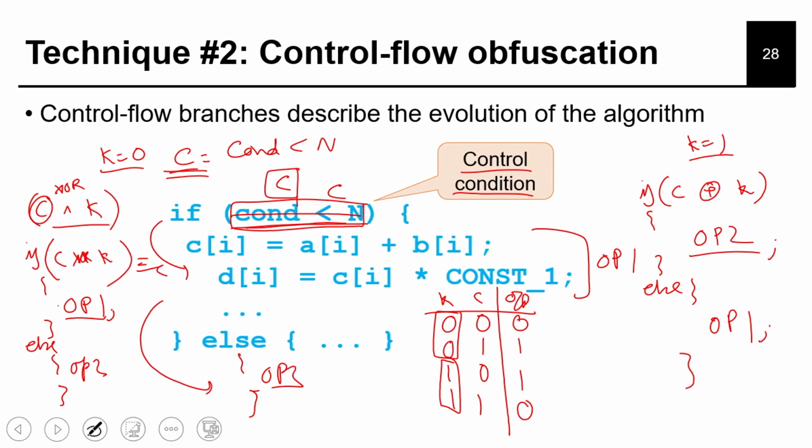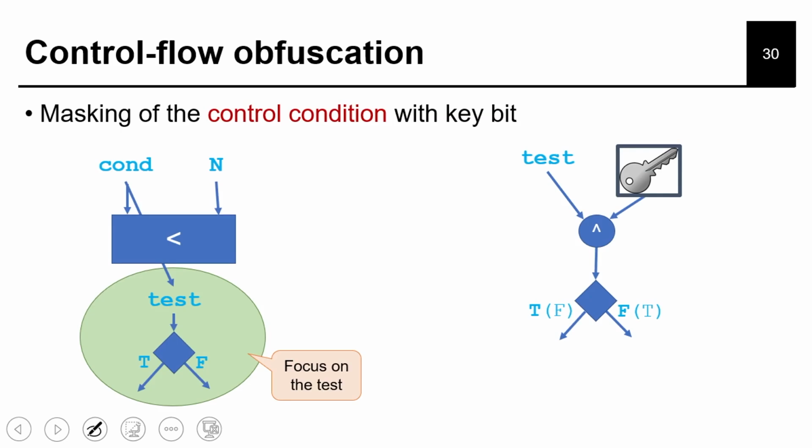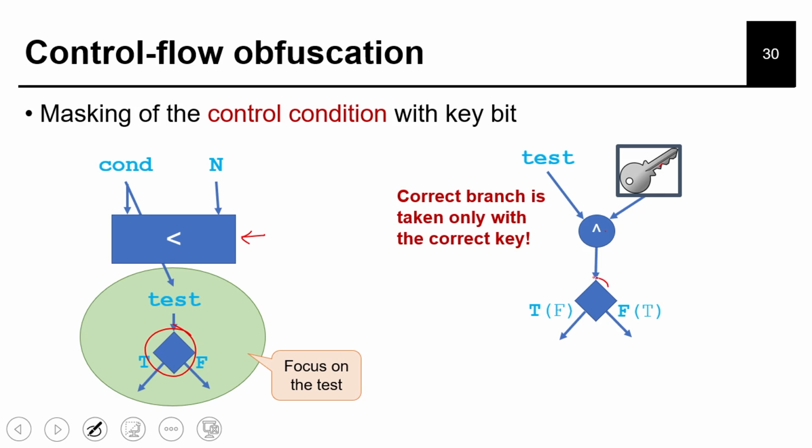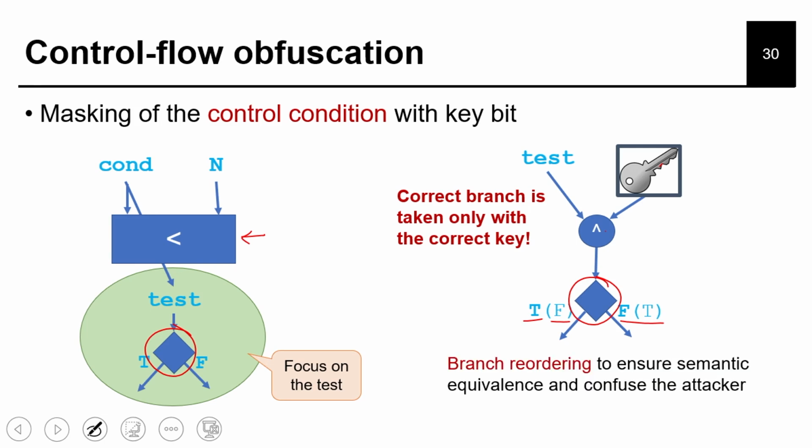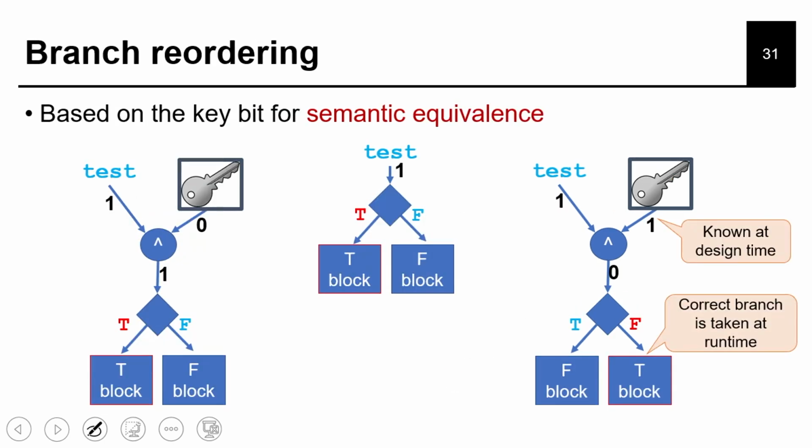Understood? So this is basically the same thing: you have this test C. I will not touch the branches, I will touch the test, whether C is true or false. I will add an XOR with the key, and on that, whether I take the true branch or false branch depends on the value of the key. Any question here? Okay.